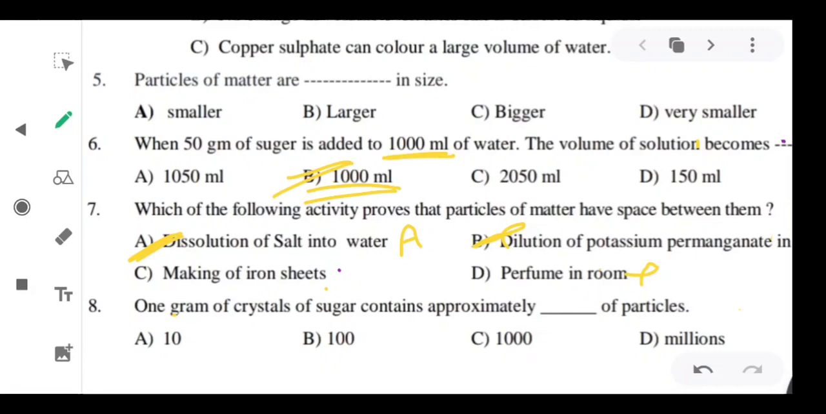Last one. 1 gram of crystals of sugar contains approximately dash particles. We learned that the particles are very small, so we can't count them. But we can say there are a lot of particles. Not 10, not 100, not 1000, it will be millions of particles. So in 1 gram of crystals of sugar there will be about 1 million particles. That is how small the particles are. So this is your worksheet.